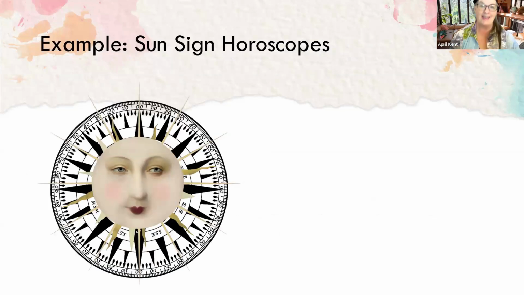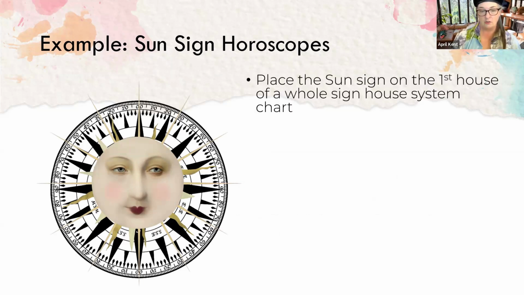I want to give you an example of a derivative house system or technique. And it's an example every one of us has been exposed to. It's the case of sun sign horoscopes. What an astrologer does when they're preparing a sun sign horoscope is to place a sun sign on the first house of a whole sign house system chart.